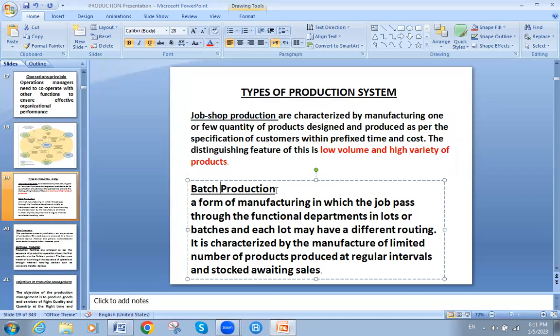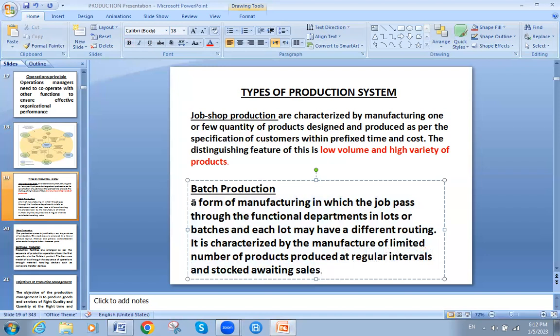The second type, we call it batch production. What is batch production? It's a form of manufacturing in which the job passes through the function departments in lots or batches, and each lot may have different routing. It is characterized by the manufacture of a limited number of products produced at regular intervals and stocked awaiting sales.